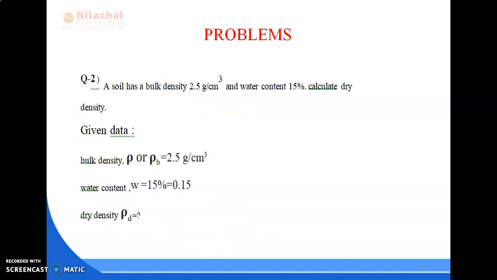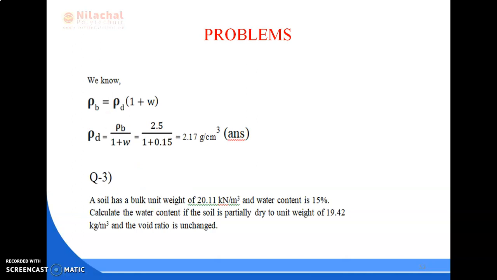And the second question. A soil has a bulk density 2.5 gram per centimeter cube and water content 15%. Calculate dry density. So we have to go in the same process. First we have to find out the given data from the given question. So the given data is bulk density rho b equal to 2.5 gram per centimeter cube, water content w equal to 15% equal to 0.15. This much is given. Again we have to find out what? Dry density rho d equal to question mark. We put the question mark for what we have to find out in this question.